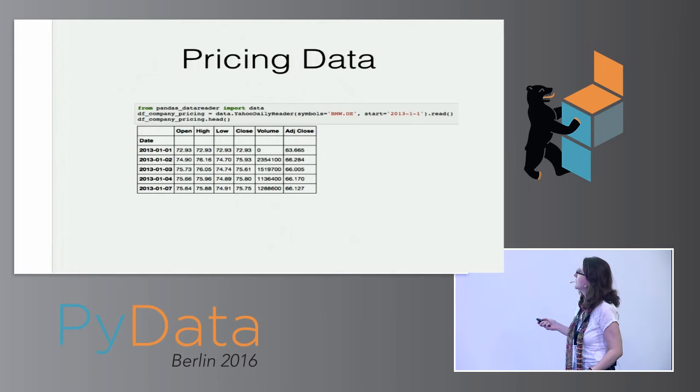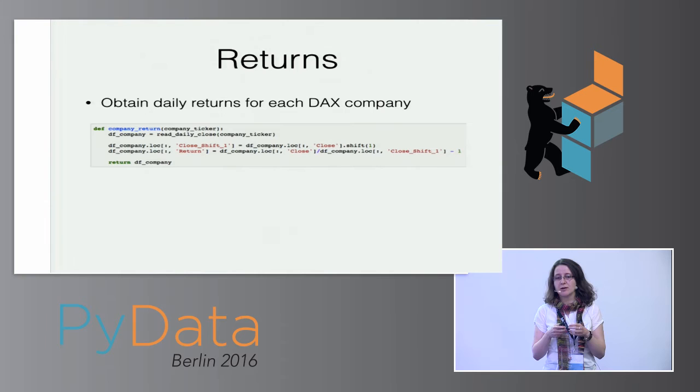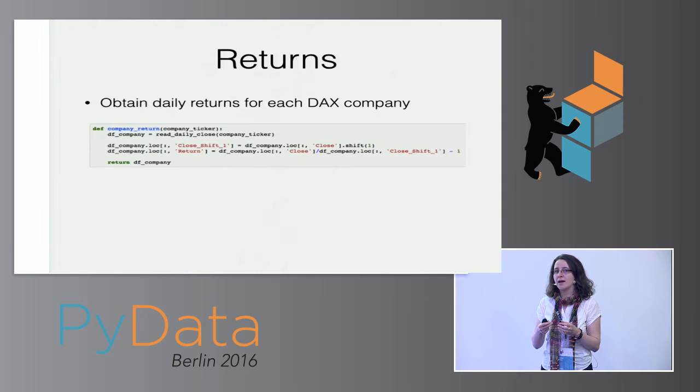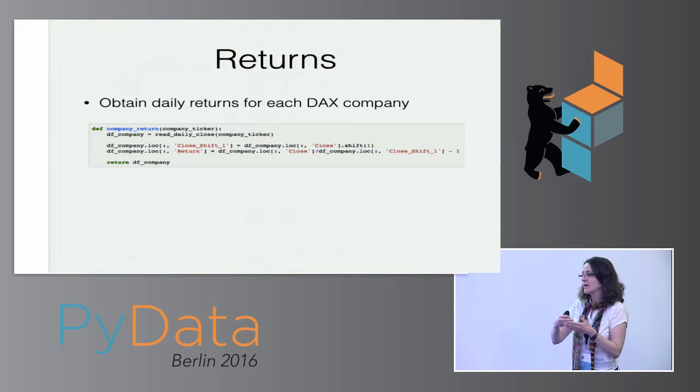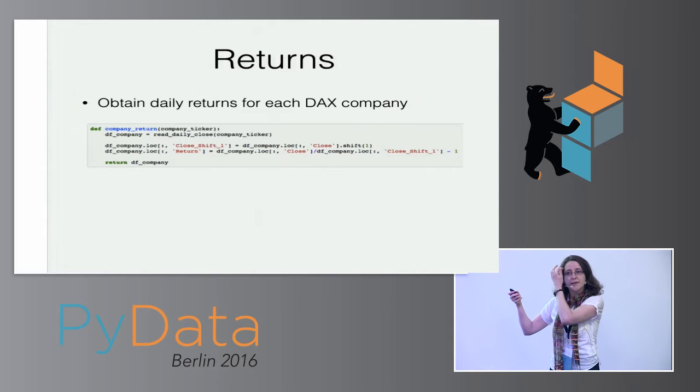Okay, next we need to obtain daily returns for each of the DAX companies. Now, why do we need daily returns? Because if we took the pricing data as such, you see that it has a trend. It's not a stationary process. Its mean and variance change over time. It increases over time, as we've seen in the first slides.